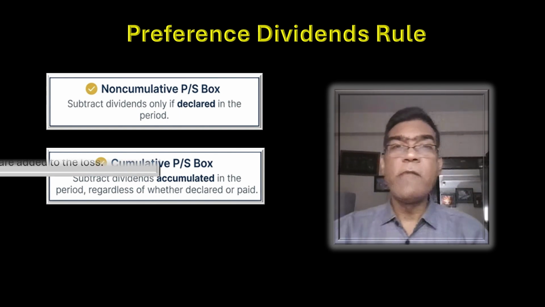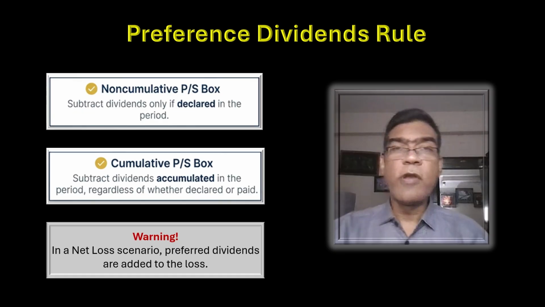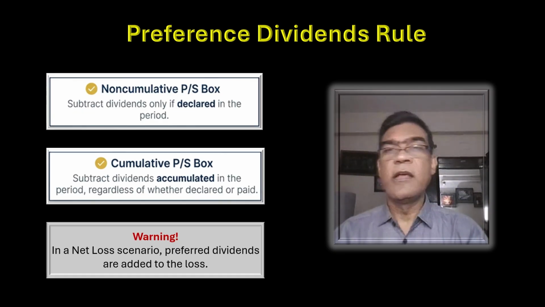And here is the one important warning: if the company reports a net loss, preferred dividends are added to the loss because they still reduce the amount available to shareholders.